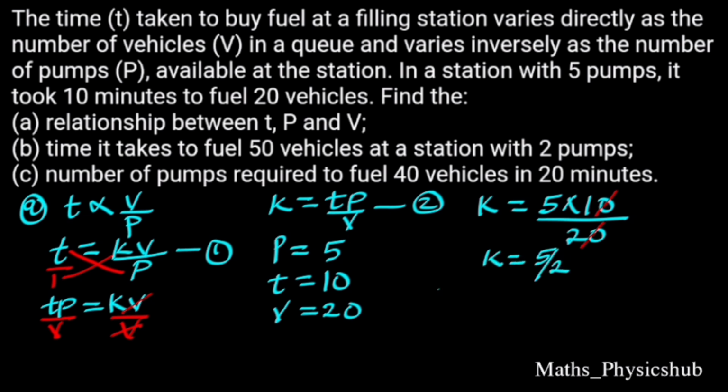Next we substitute the value of k, which is 5 over 2, in equation 1. Doing so will give us t equals 5 over 2 times v over p. This equation is the relationship between t, p, and v.